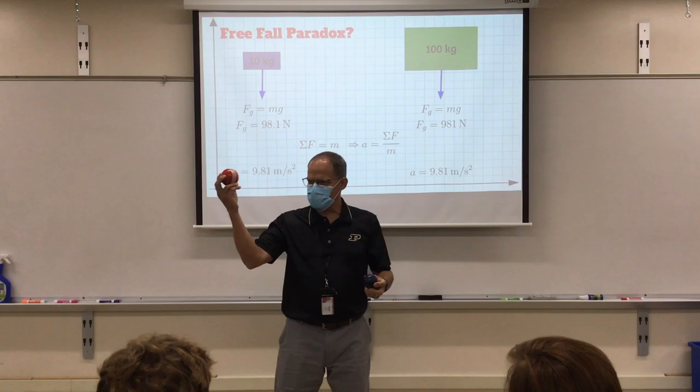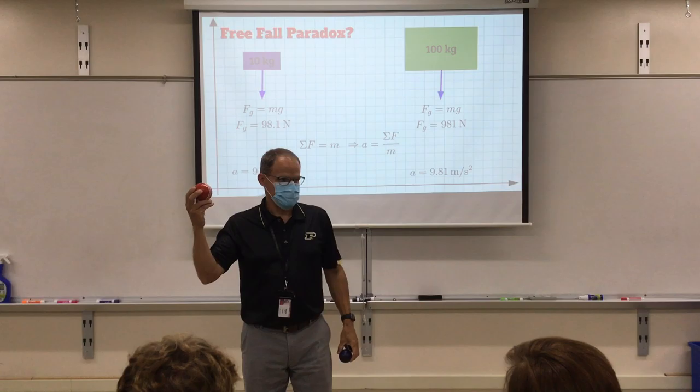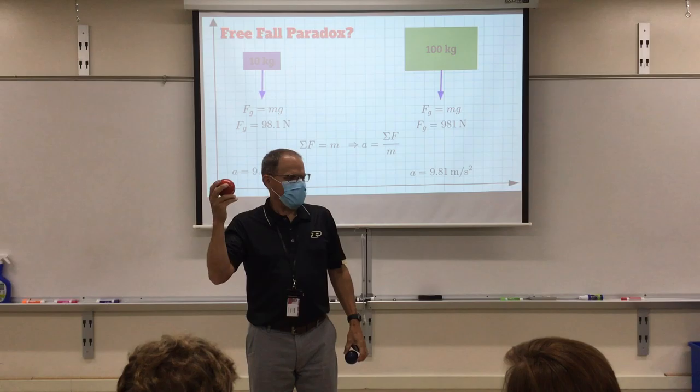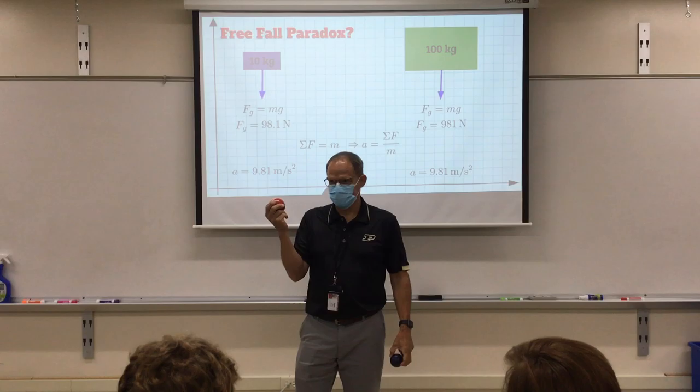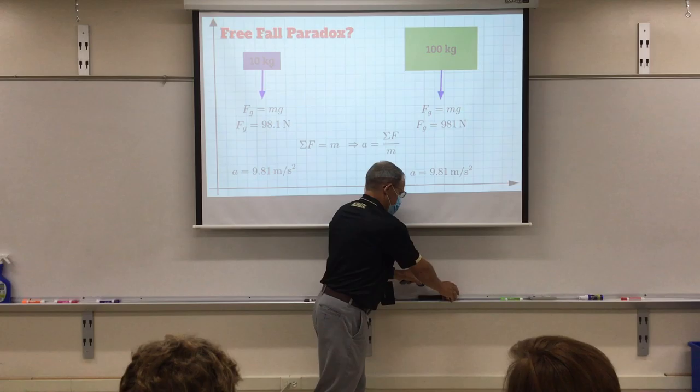So the reason things all fall the same rate isn't because gravity pulls on them with the same force. Gravity pulls four times harder on the croquet ball than this ball. But this has four times as much inertia also, okay? And since mass and inertia are connected, having more mass means you have more force, but you also have more inertia. Now, which one's harder to stop?